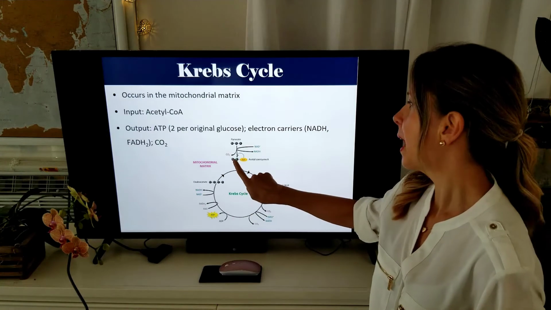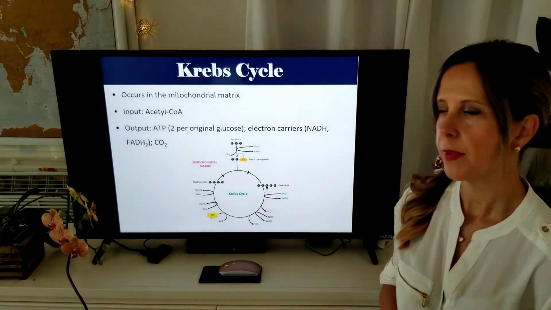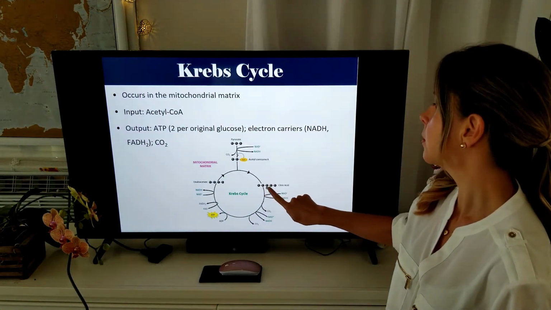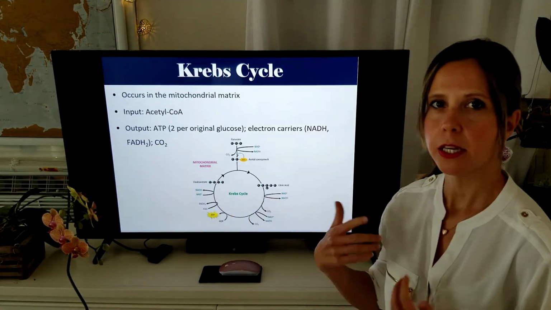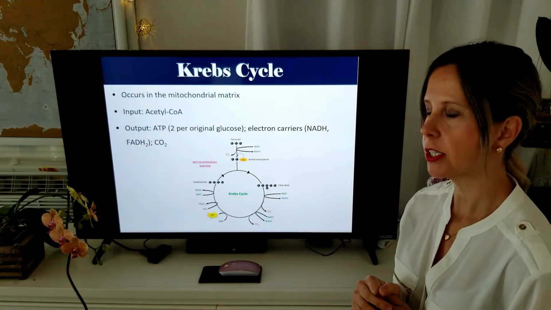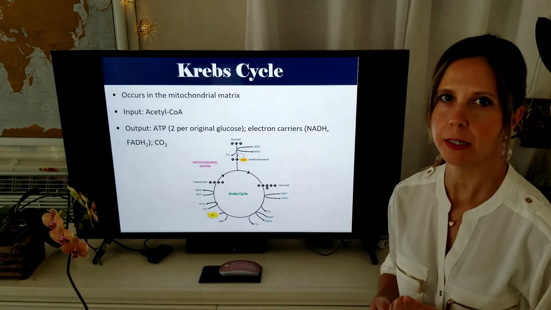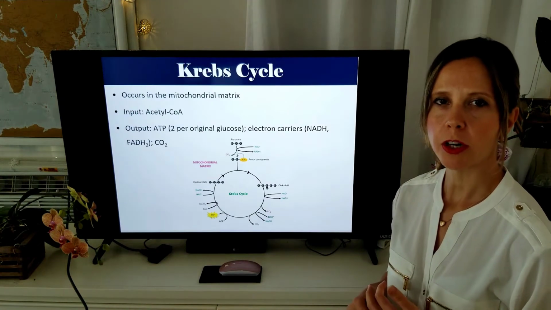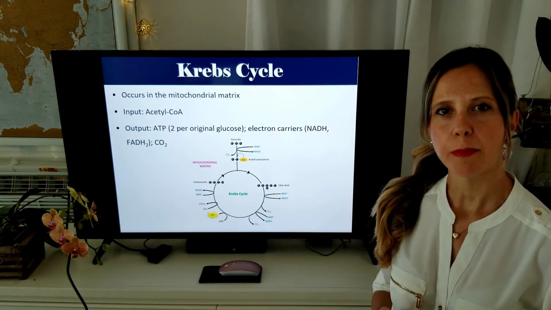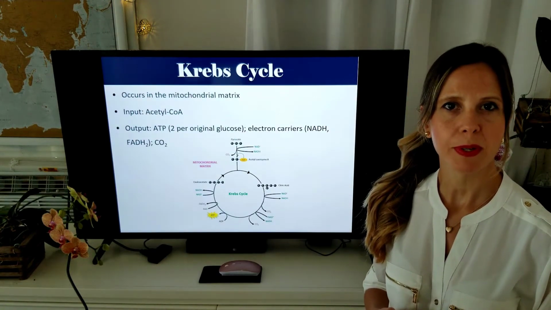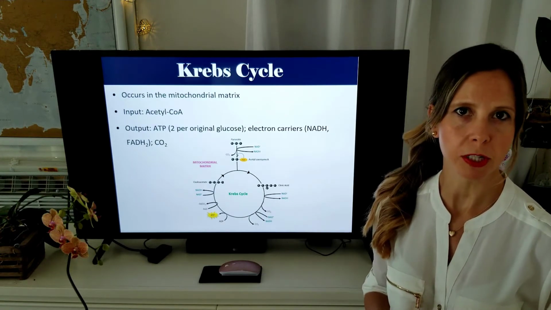The 2 carbons from acetyl join to a 4-carbon compound known as oxaloacetate. This forms a 6-carbon compound called citric acid. Citric acid is then oxidized back to oxaloacetate through a number of enzyme-regulated reactions. During this process, citric acid is going to lose carbon in the form of carbon dioxide. We're also going to form electron carriers, NADH and FADH2. For every acetyl coenzyme A entering the Krebs cycle, 1 ATP is produced. This means that the Krebs cycle produces 2 ATP per original glucose molecule.